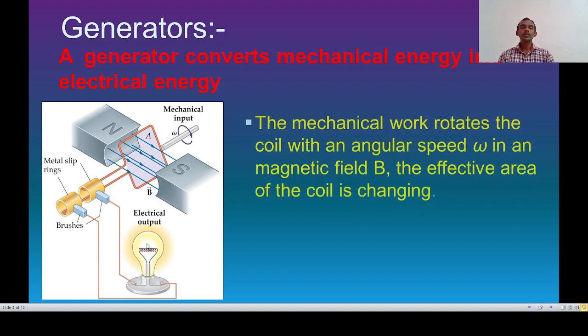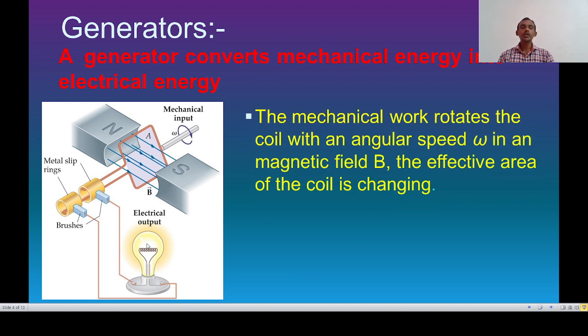Now when the mechanical work rotates this coil with an angular speed omega in a magnetic field B, the effective area of the coil goes on changing. Due to this, the magnetic flux linked with this loop also goes on changing, and due to this change in magnetic flux, the EMF will be induced.